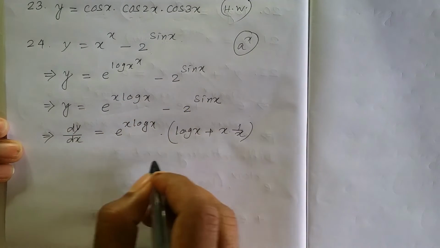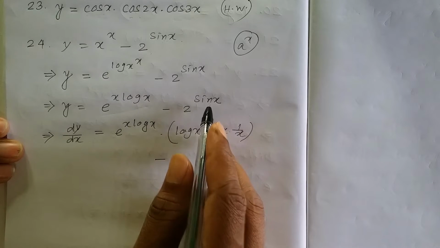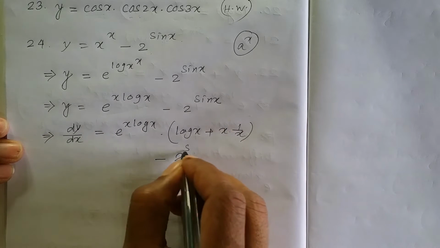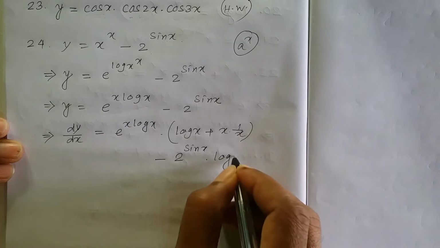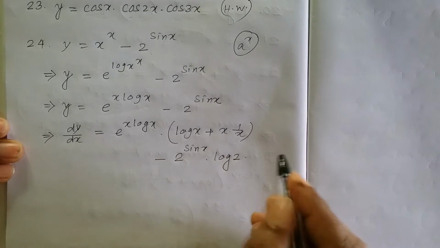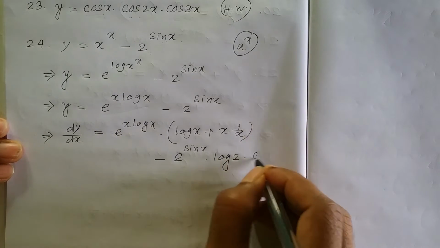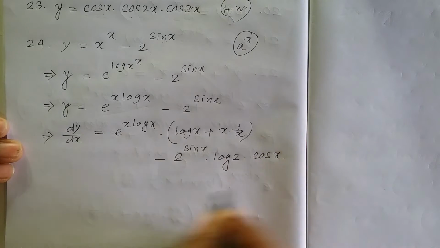Come to the second one, so minus 2 to the power sin x. The derivative is 2 to the power sin x itself into log of 2. You have the formula log of 2 into then derivative of sin x. It is simply cos x.